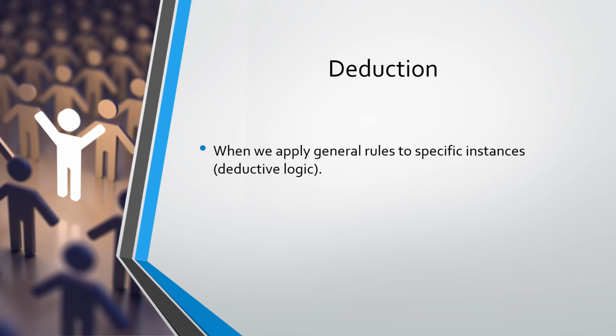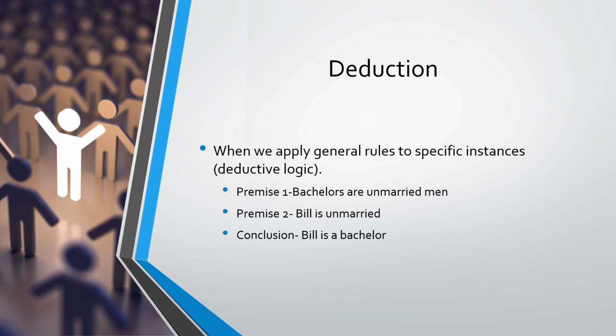Let's look at deduction. This is when we apply general rules to specific instances. This is called deductive logic. Here's an example. Premise 1, bachelors are unmarried men. Premise 2, Bill is unmarried. Therefore, our conclusion should be that Bill is a bachelor. We're using deduction to figure out what the conclusion is.